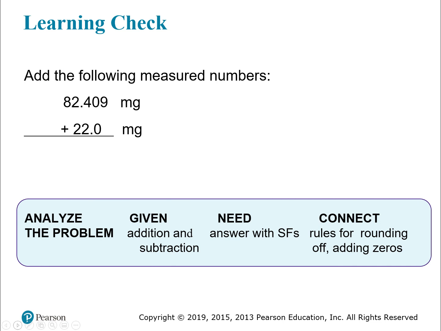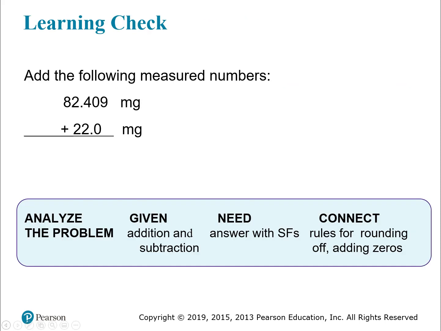So let's do the learning check. You have these two numbers, okay? You've got 82.409 milligrams and 22.0 milligrams. So you notice, okay, I am adding two measurements. I need to answer with the correct number of sig figs. So I need to make sure that I'm rounding off or adding zeros as I need to. Pause, try this problem, and then look at the solution. So pause it now.